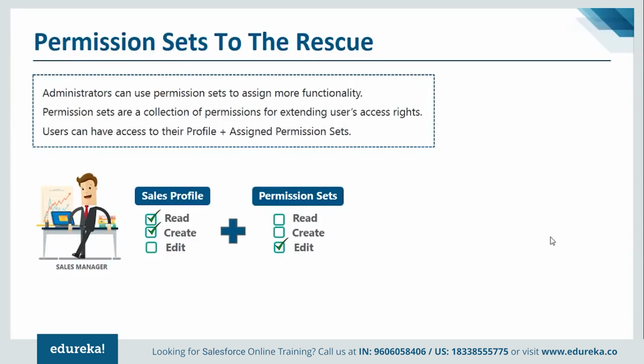So permission sets are basically those which extend the functionalities of a user. Now take an example of the same sales manager that's mentioned here in the slides. He has a sales profile, and he initially has a read and a create permission on his sales profile, right? And even all of his team members in the sales team would have the same profile, correct?